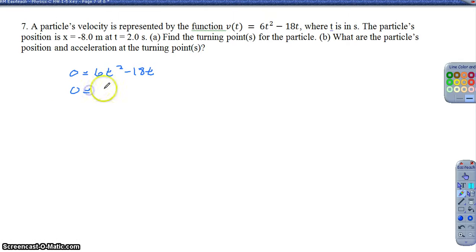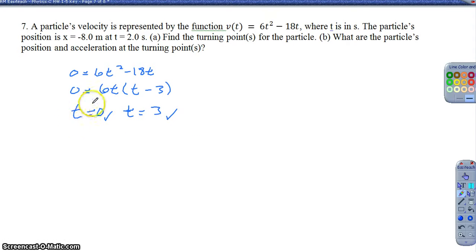This does in fact have 2 zeros. If I factor 6t out, I get t minus 3. And so then my 2 zeros would be t equals 0 and t equals 3. And again, I want you to stop and make sure you have checked these either graphically or algebraically, but in fact both of those actually would be turning points.